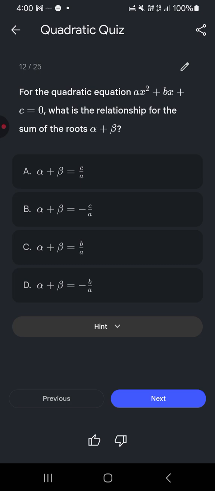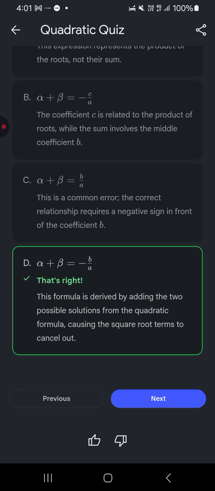For the quadratic equation ax square plus bx plus c is equal to 0, what is the relationship for the sum of the roots alpha plus beta? The correct option will be D. The formula is derived by adding the two possible solutions from the quadratic formula, causing the square root terms to cancel out.